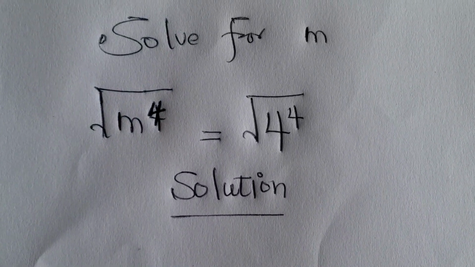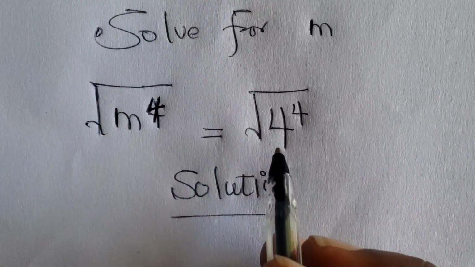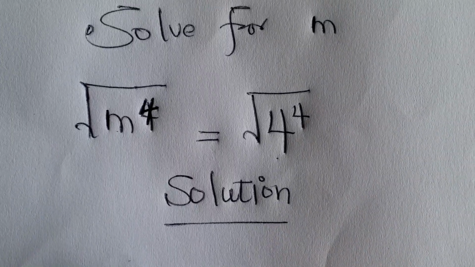So today we are looking at the square root of m exponent 4 is equal to the square root of 4 exponent 4. So in this case we are solving for the value of m.